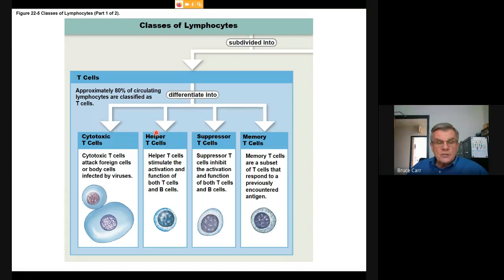In fact, helper Ts are the cells that are adversely affected by HIV infection. The disease AIDS comes when HIV has attacked and eliminated the helper Ts. So you don't die of AIDS. You die of something that normally, if you're diagnosed with pneumonia and you have a healthy immune system, you may need to go to the hospital, but you typically can recover from it with medical treatment. But without these helper Ts, the pneumonia is going to kill you.